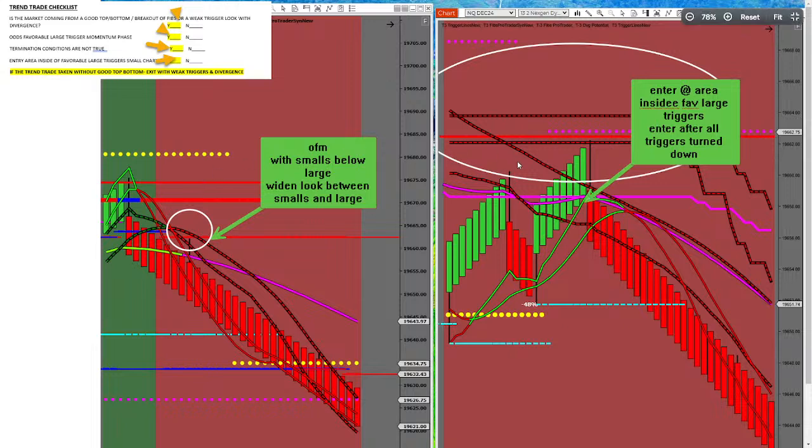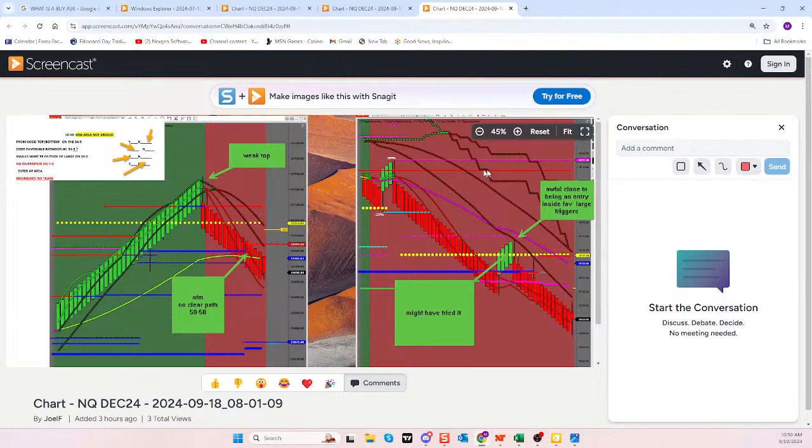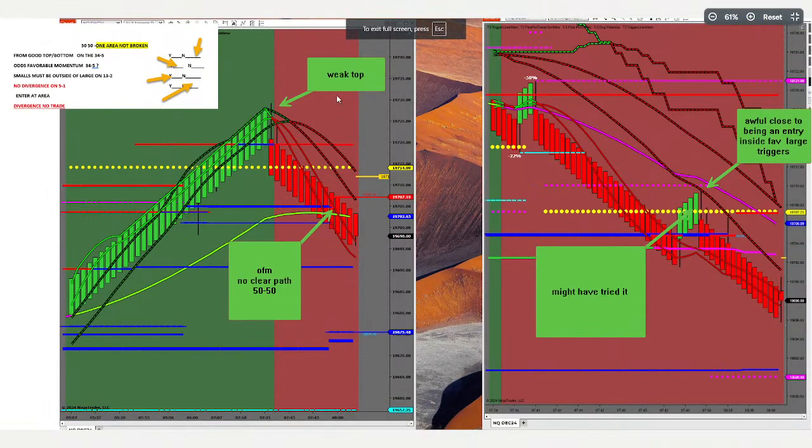Is it the wrong trade? No, it's the right trade for Joel. And that's what you guys are going to realize, that sometimes there's going to be a problem putting it in that medium probability frame. And you're going to have to talk through your advantages to decide if you want to take it. Weak top, he's calling this a 50-50.